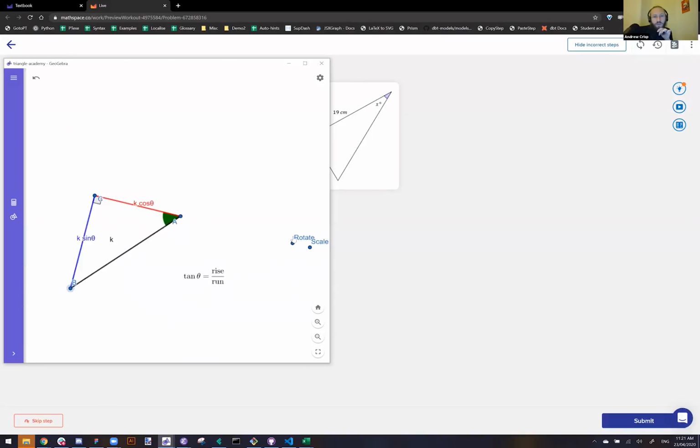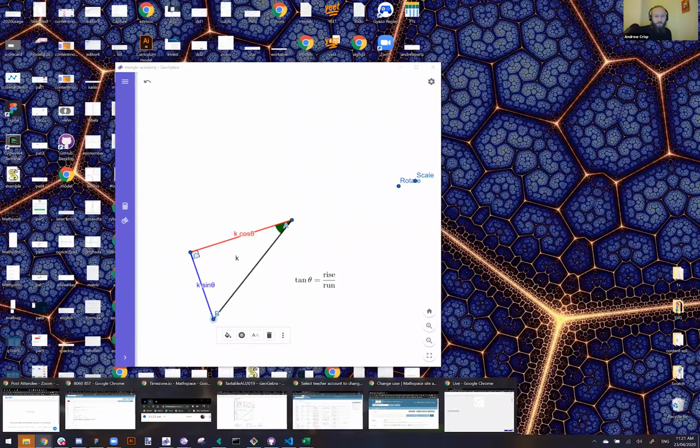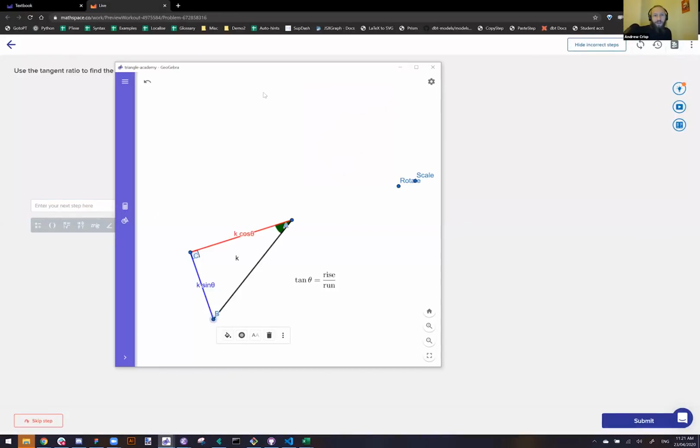Let's rotate this a bit more. Oh, not quite there. Okay. Yeah, that's close enough. Oh, I did the minimizing thing. Where did it go? There it is. Okay. There we go. Close enough.